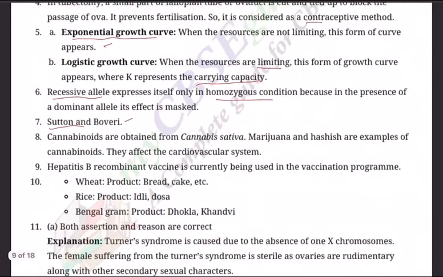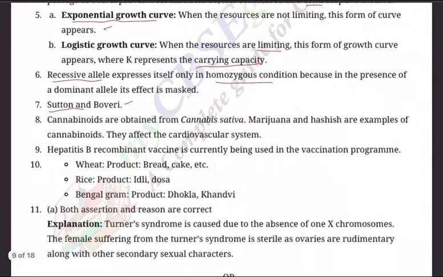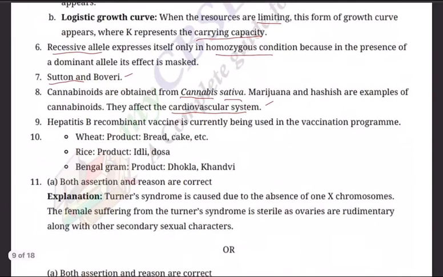Question 7. Who proposed the chromosomal theory of inheritance? All of us know, Sutton and Boveri. Question 8. From which plant are cannabinoids obtained? Name any 2 cannabinoids. Which part of the body is affected by consuming these substances? Cannabinoids are obtained from Cannabis sativa. Marijuana and hashish are examples of cannabinoids. They affect the cardiovascular system.